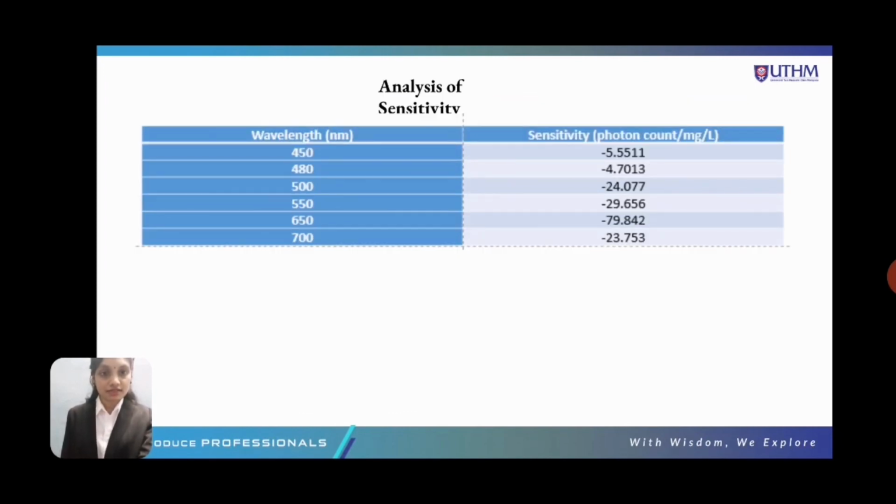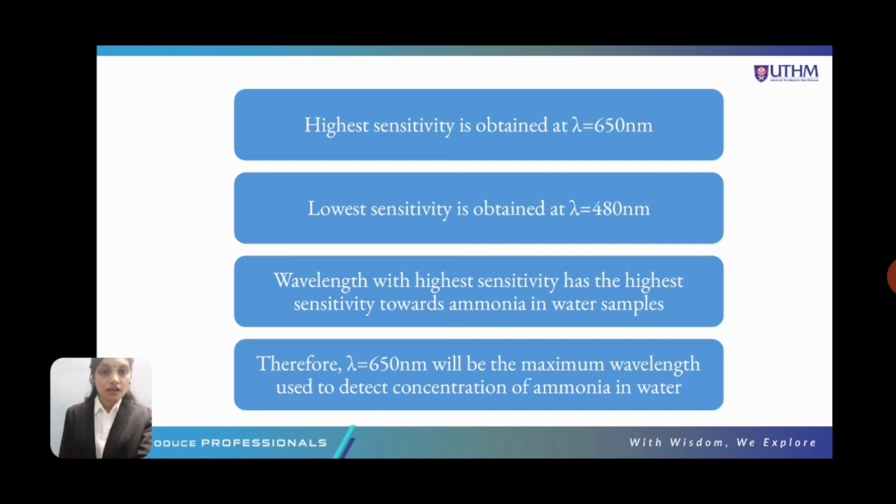In the analysis of sensitivity for 450 to 700 nanometer, we can see that 650 nanometer has the highest sensitivity. Meanwhile, the lowest sensitivity is for 480 nanometer. From the analysis of sensitivity, we can summarize that the highest sensitivity is obtained at a wavelength of 650 nanometer and the lowest at 480 nanometer. We can also conclude that the wavelength with the highest sensitivity is the most sensitive towards ammonia in the water samples. Therefore, a wavelength of 650 nanometer will be the optimum wavelength used to detect the concentration of ammonia in water.